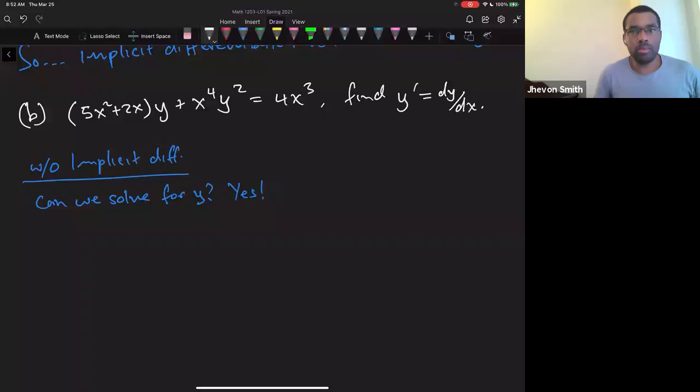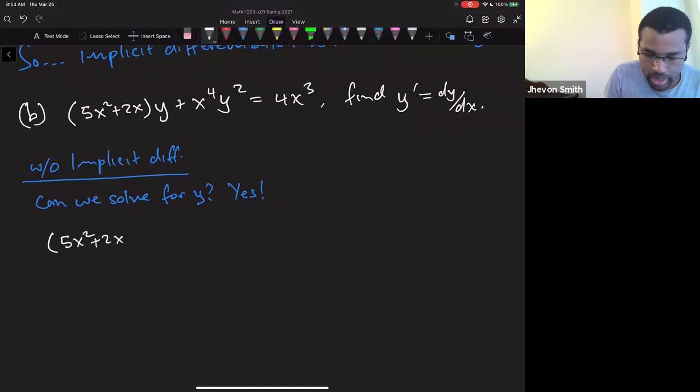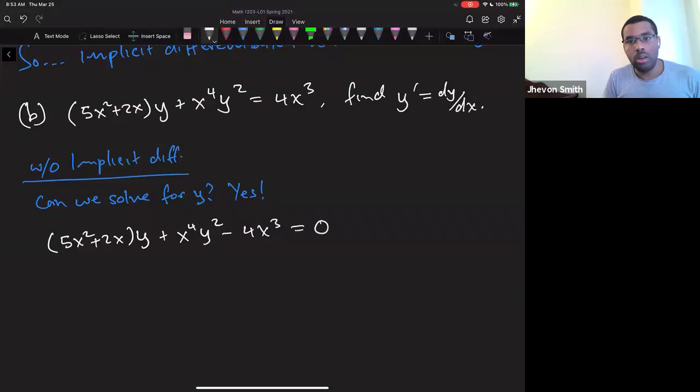You just bring everything to the other side and solve for y? Yeah, how? You start by, yes, you can divide by that first side. Do you just start moving the terms over, so you start with the 5x squared thing, divide that by the other side. Wait, so we have 5x squared plus 2xy plus x to the fourth y squared minus 4x cubed. And then what?